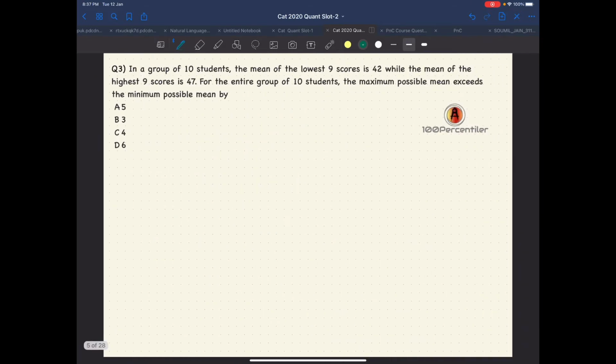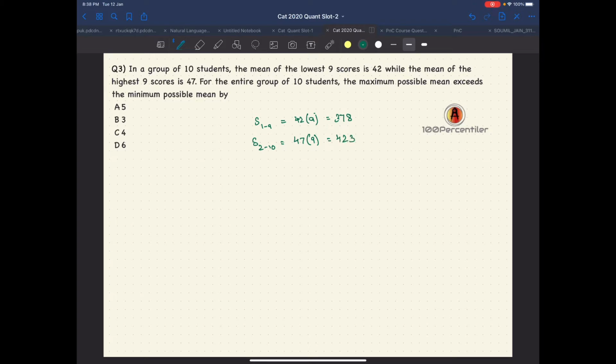Okay, in a group of 10 students, the mean of the lowest 9 scores is 42. So we are given the mean of the lowest 9 scores is 42, which means the sum of the 1st to 9th scores is 42 multiplied by 9, which is 378. Now the mean of the highest 9 scores is 47. Therefore, for the last 9 scores, the sum would be 9 times 47, which is 378 plus 45, which is 423.